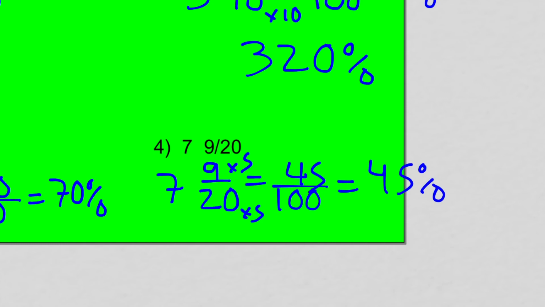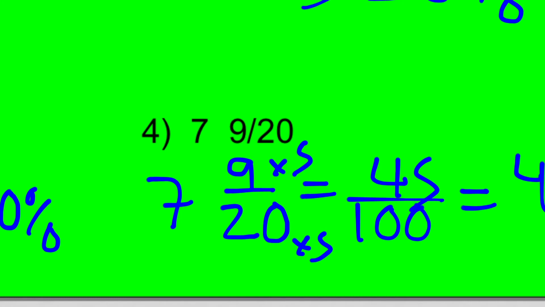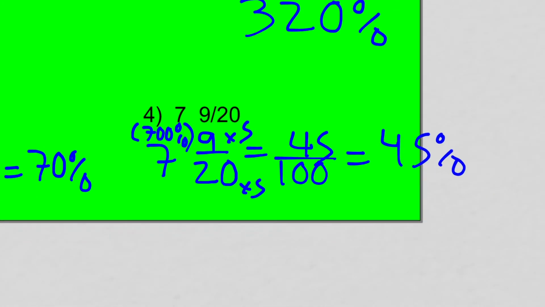Now, we have the whole number 7. 1 whole equals 100%, 2 wholes equals 200%, 3 wholes equals 300%. So think of this as 700%. I have 700%, I have 45%. That's 745%.